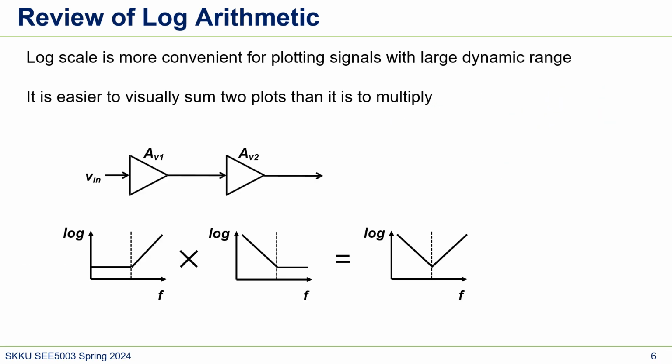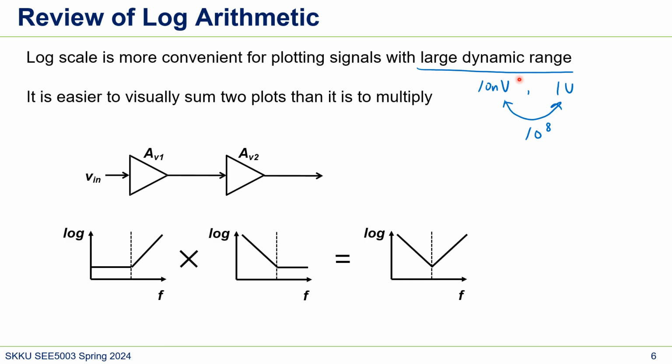in analog circuits. First, log scale is more convenient for plotting signals with large dynamic range. So what is large dynamic range? It means the value has a large range. Let's say we can have 10 nanovolts, or let's say we have 1 volt. The difference between these is how many times? It's like this, right? So this is what we call large dynamic range.